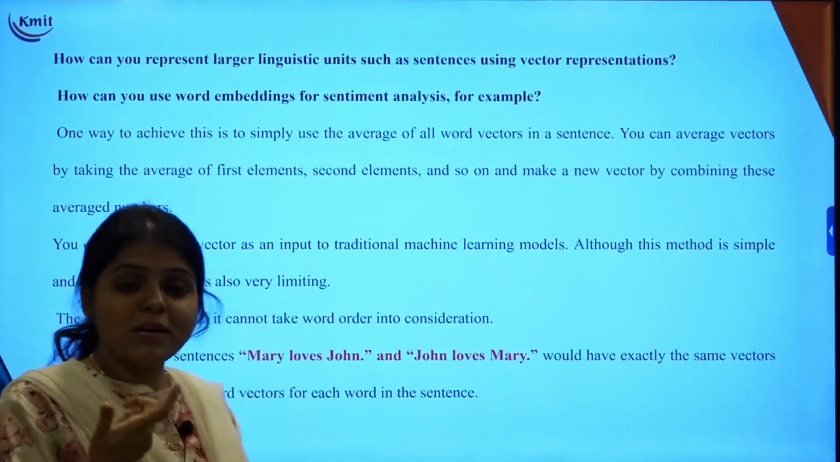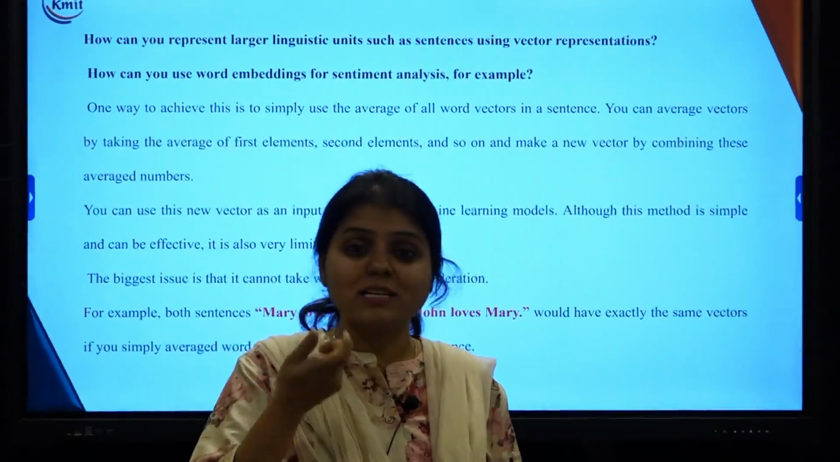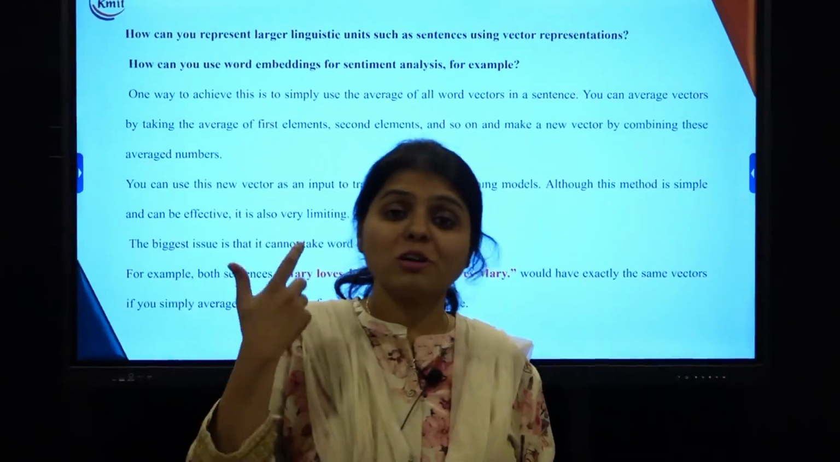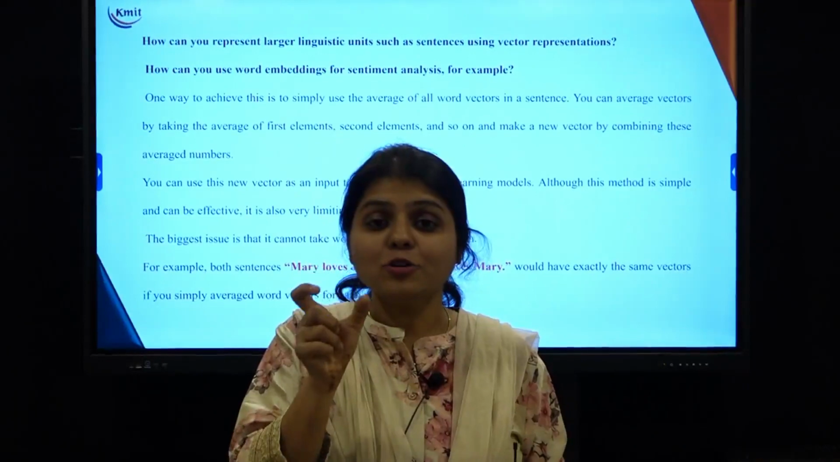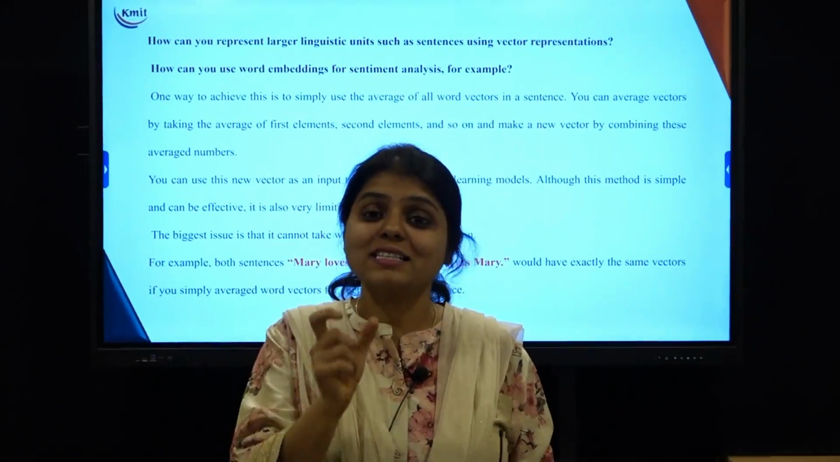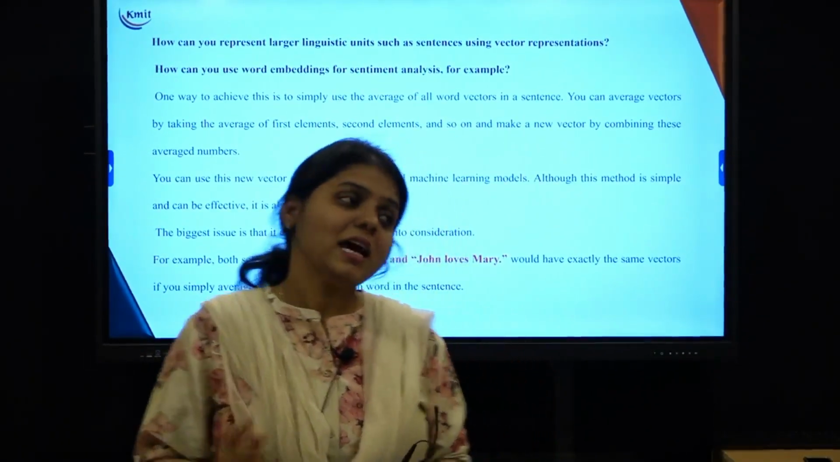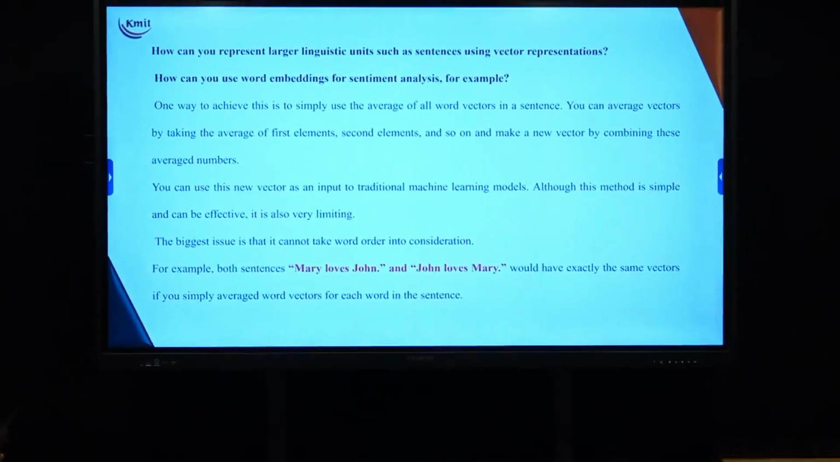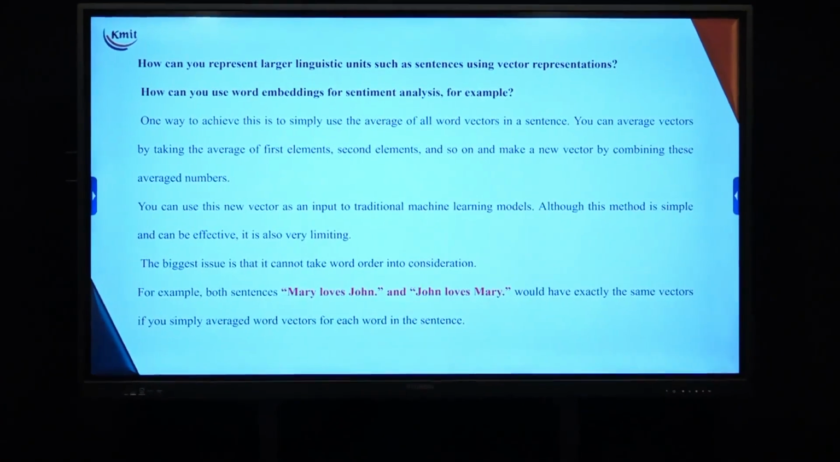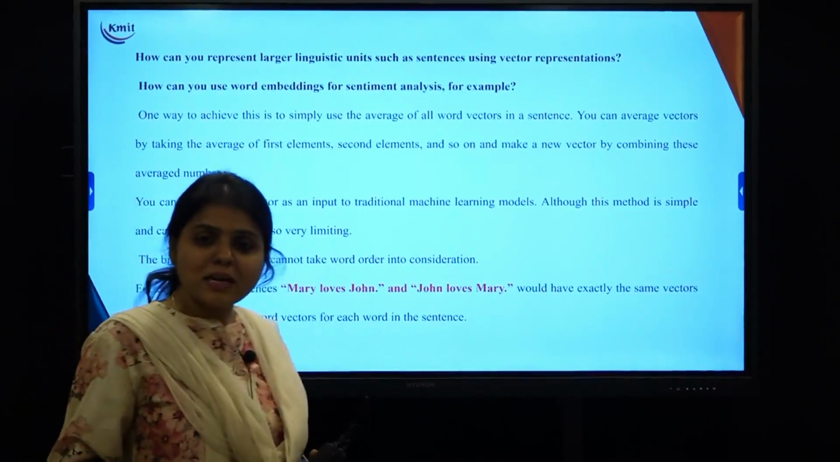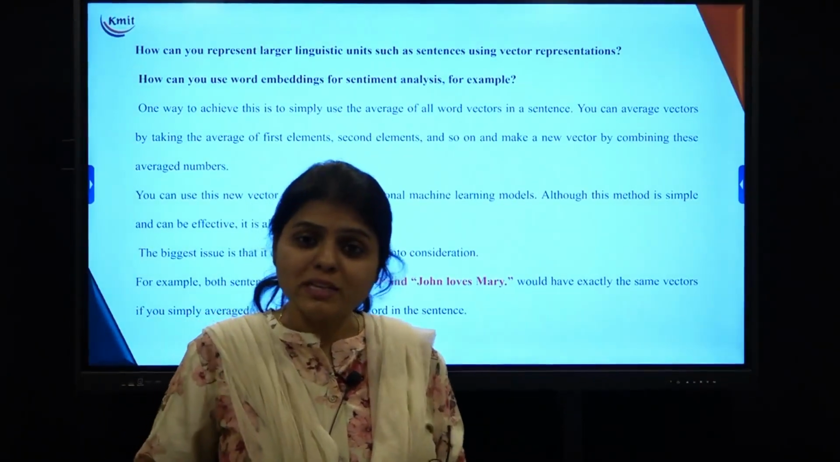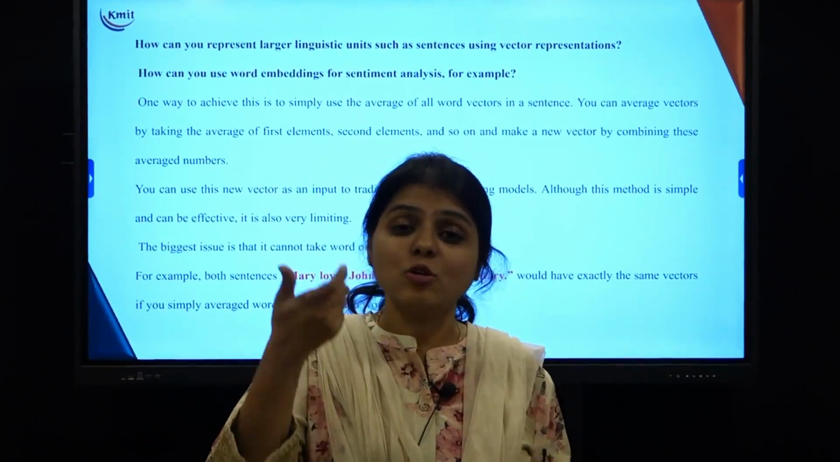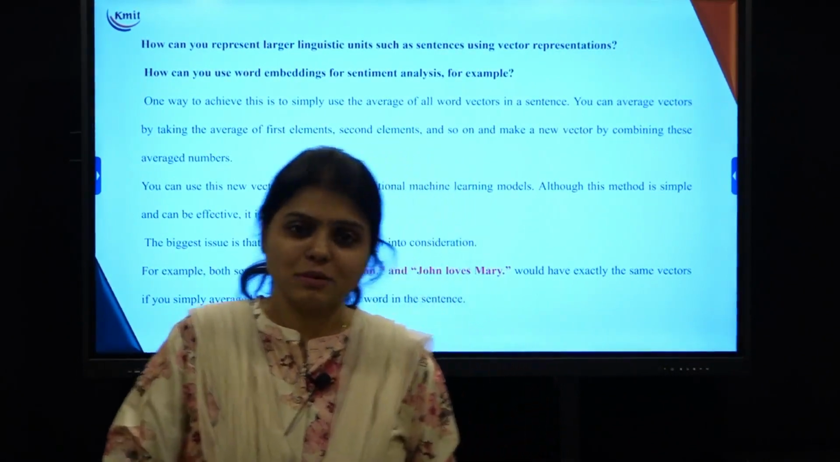With word embeddings it wasn't a problem because each word is represented as a vector. But when you talk about document level embedding, how do you represent one sentence as a vector is one question. And the second question is, how can you use word embeddings for sentiment analysis? When I talk about sentiment analysis, do I have to use word embeddings or do I have to use sentence or document level embeddings for sentiment analysis?